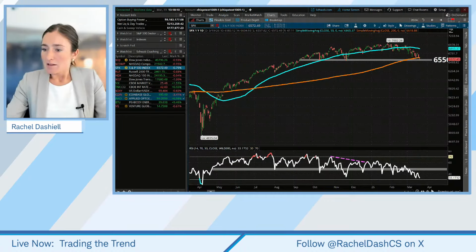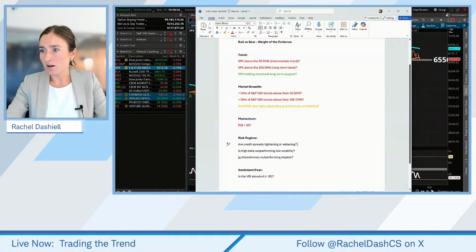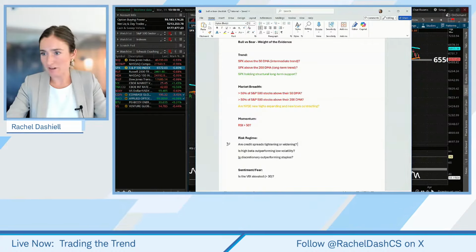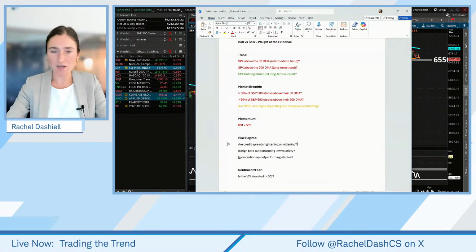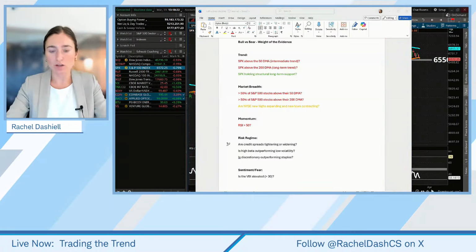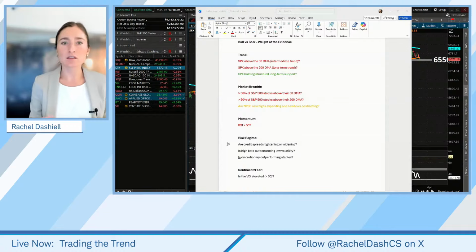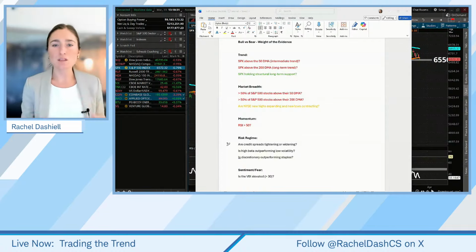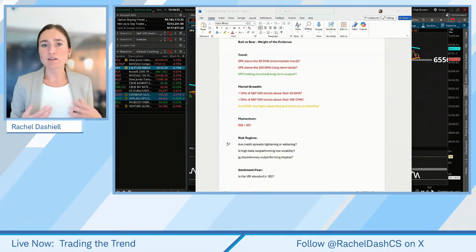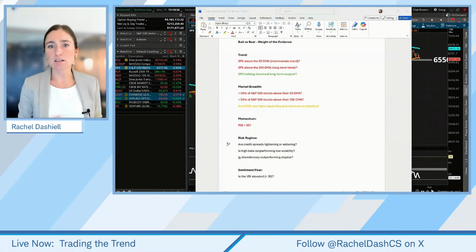Okay. Now, let's take a look at the next part of our 5 pillars, and that's going to be our risk regime. So this is kind of like our cross asset work that we're going to discuss. One of the things that traders tend to look at is the bond market, to see if there are signs of weakness in credit, because typically credit markets, bond markets tend to crack a little bit before the stock market.